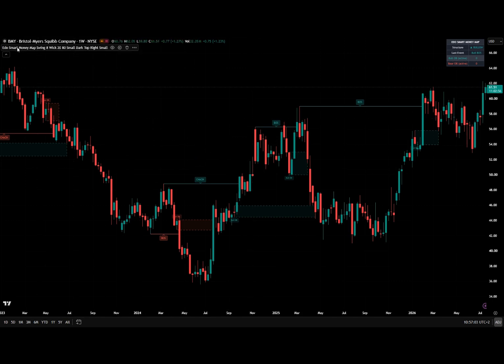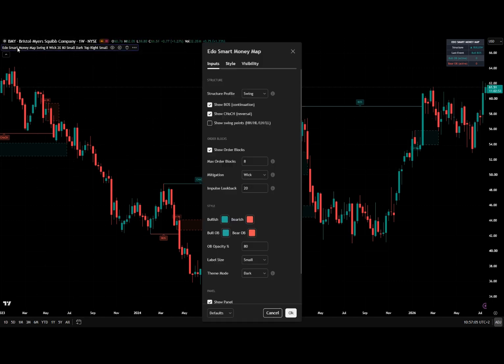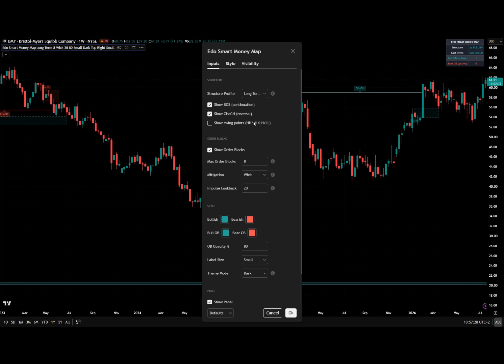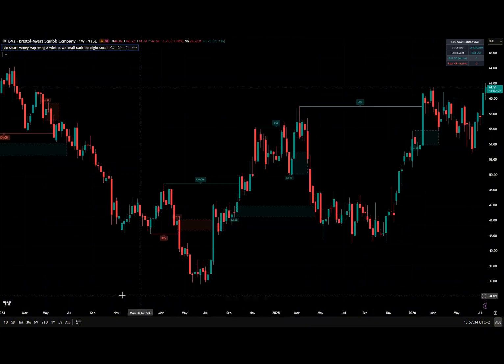Let's open the settings. The key control is the structure profile. It sets how big a swing has to be to count. Scalper tracks fast, small swings for intraday. Swing is the balanced default, and long-term only maps the major structure, best on the weekly. On Bristol Myers weekly, moving to long-term keeps only the biggest breaks, cancel puts it back. Match the profile to the timeframe you actually trade.